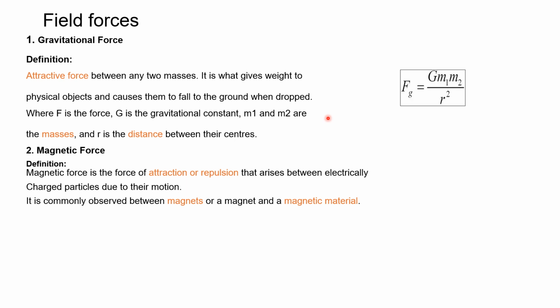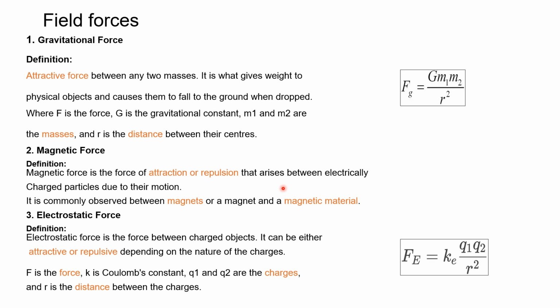Okay, let us look now. The other field force is magnetic force. What is important about this is that the magnetic force, unlike the gravitational force, has both attractive and repulsive properties. So if you have two magnets, you can find that if you put the two north poles together, they will repel, and if you put the north and the south, then they will attract. Now, the other thing that is important about magnets is that magnets don't attract just anything. They only attract materials that have magnetic properties.